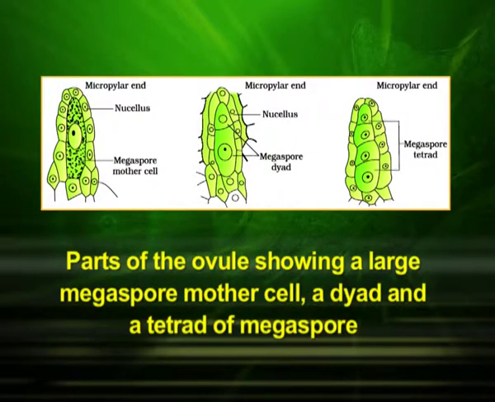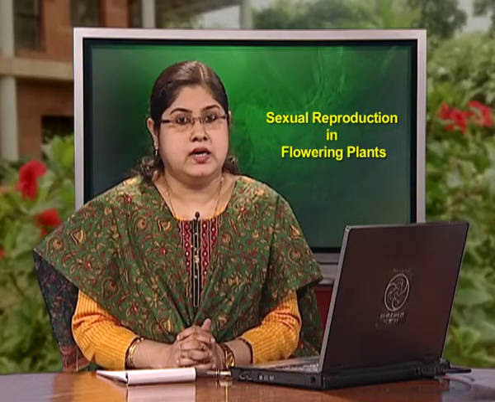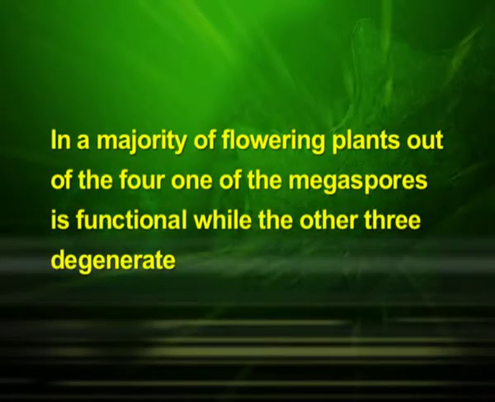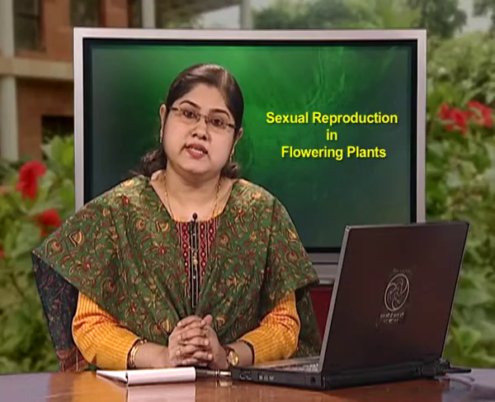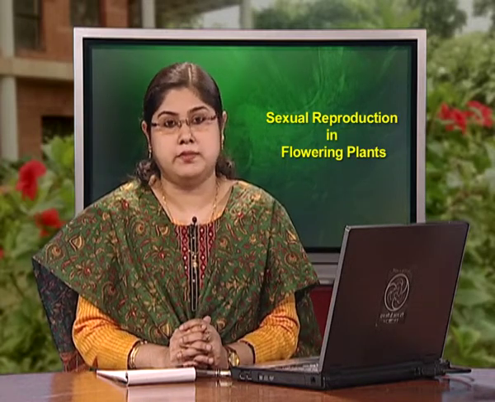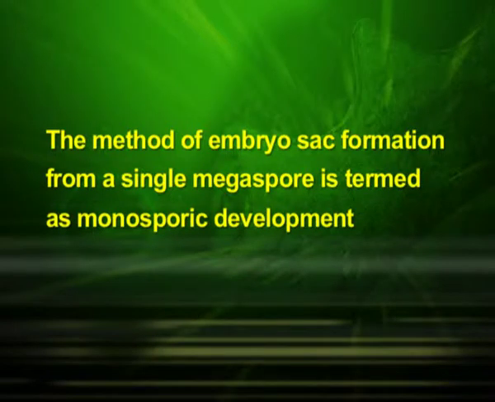We can observe the parts of the ovule showing a large megaspore mother cell, a dyad and a tetrad of megaspores in these diagrams. Students, let us discuss the female gametophyte. In a majority of flowering plants, out of the 4 megaspores, one is functional, while the other 3 degenerate. Only the functional megaspore develops into the female gametophyte or the embryo sac. The method of embryo sac formation from a single megaspore is termed monosporic development.